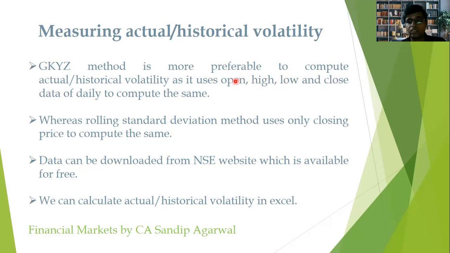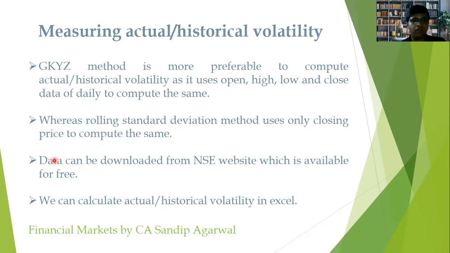So the rolling standard deviation method uses only the close price data to compute the actual or historical volatility, whereas the Garman-Klass Yang-Zhang method, which is the Garman-Klass-Yang-Zhang method, uses all these 4 data points in order to compute the actual and historical volatility. So this method is more preferable, and I myself use this GK-YZ method in order to compute the actual or historical volatility. Whereas the rolling standard deviation method, as I said, uses only the closing price to compute the same.